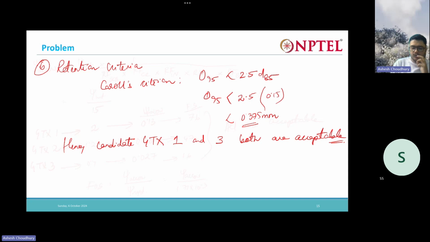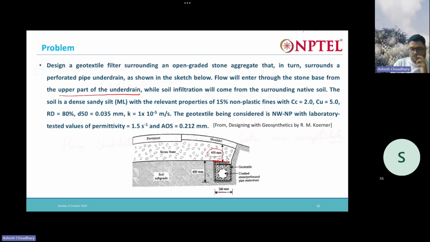For the retention criteria, we use Carroll's criteria, which says that the O95 should be less than 2.5 times the D85 size of the soil. In this case, when we check the properties of the given geotextiles, we see that only geotextile 1 and geotextile 3 can actually be used for the purpose.